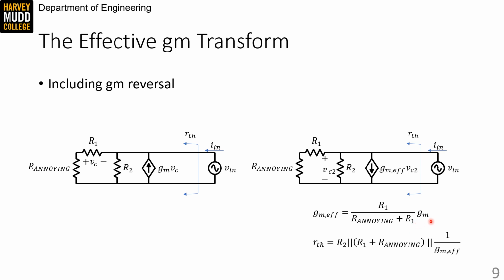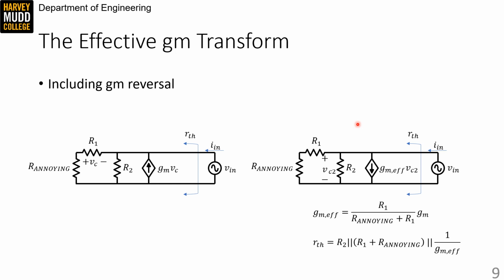Second, I've reversed the direction of the current source by reversing the polarity of the control voltage. Here the negative sign was closer to Vin, here the positive sign is closer. And when we flip this up and down, that has the effect of identically flipping this arrow up and down. So you can clean up the signs in your equations by making that substitution.